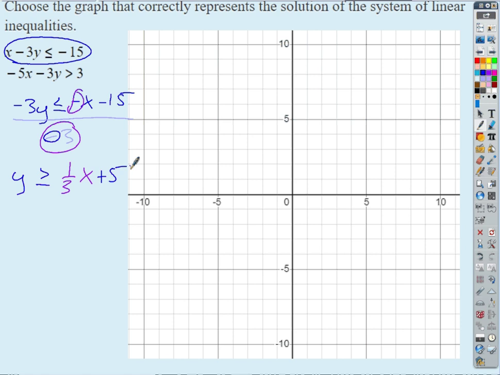So let's graph this then. Where am I going to start with this one? Up 5. Okay, let's see. Rise 1, run 3. My boundary line is going to be dashed or solid. It's going to be solid, I'm including the equal sign. And it's going to be above, because we want the values of y that are above the boundary line, above mx plus b, right?